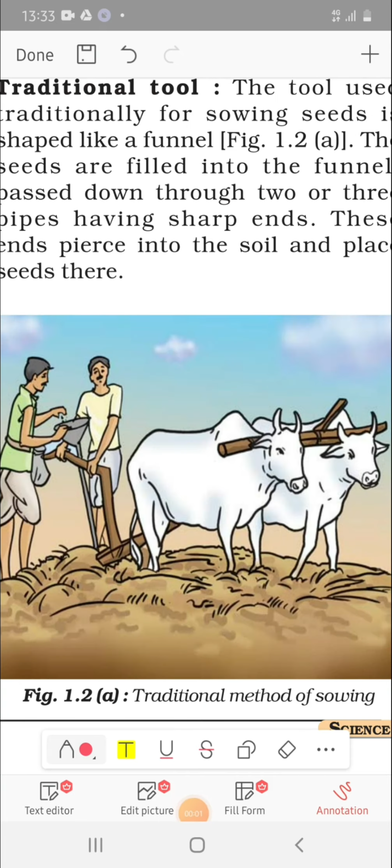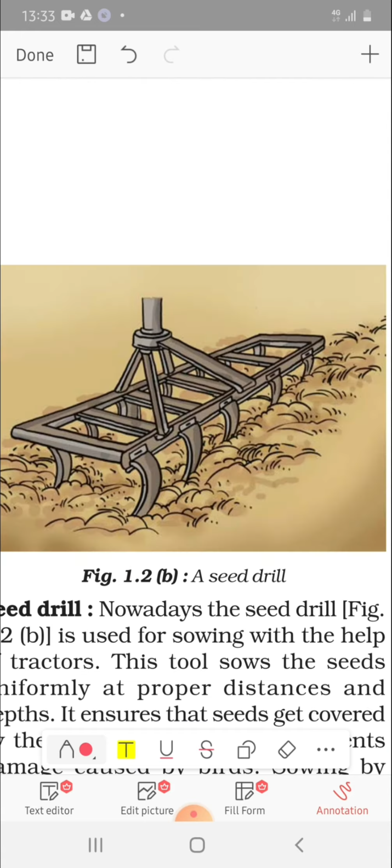Here I show you the tool used traditionally for sowing seeds. This funnel shaped structure that you see, with the help of that, seeds used to be sown traditionally. Now also some farmers use this traditional method of sowing the seeds. And this is a seed drill. Nowadays the seed drill is used for sowing with the help of tractors.